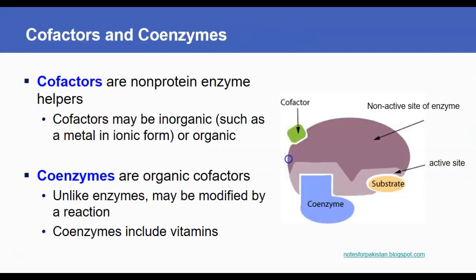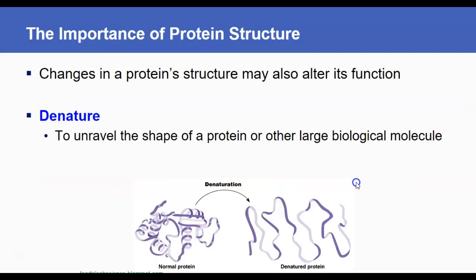Other key terms to know are cofactors. Those are non-protein enzyme helpers. We're going to see in some enzymes later on that mostly it's metals. Coenzymes are organic cofactors, and what that means is that they help a reaction occur, but unlike enzymes, which are not changed by a chemical reaction, coenzymes are. Coenzymes can be modified by the reaction.